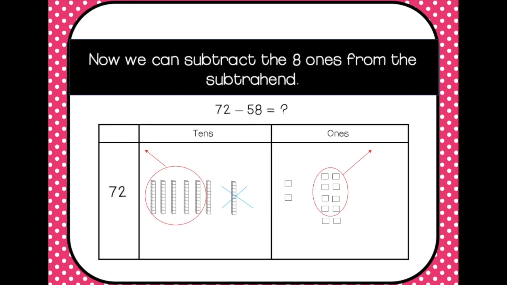Now we can subtract the 8 ones from the subtrahend. So here we've got this 8 that we need to take away. Okay, so I circled 8. I drew an arrow to show that I'm taking 8 away.